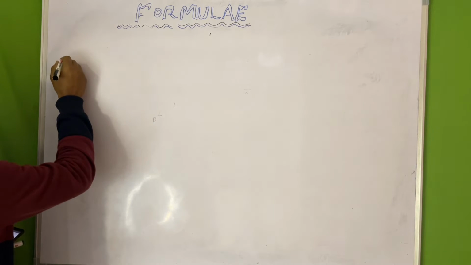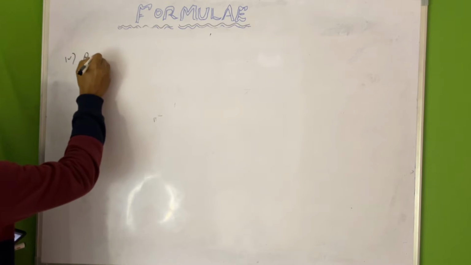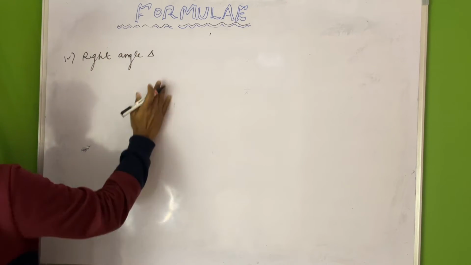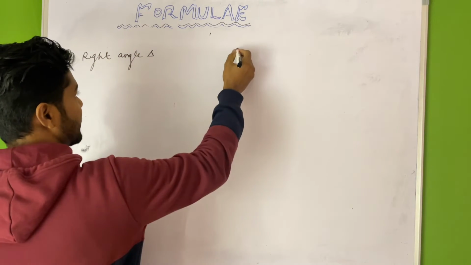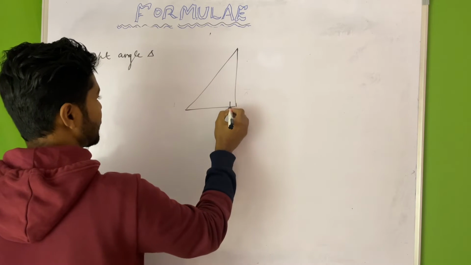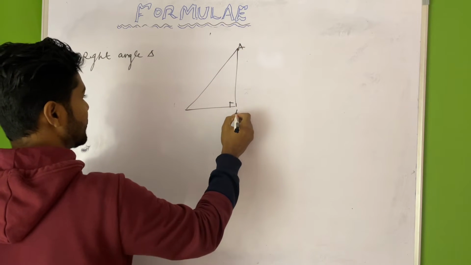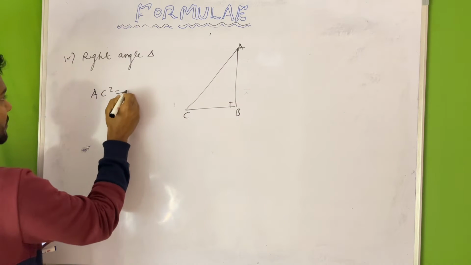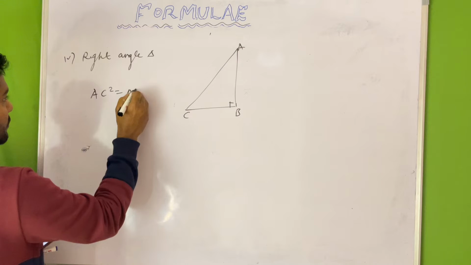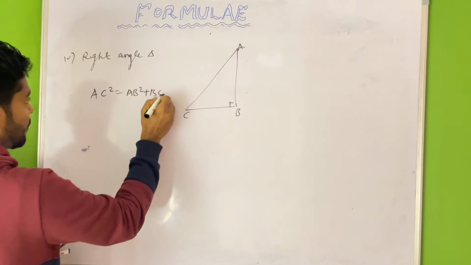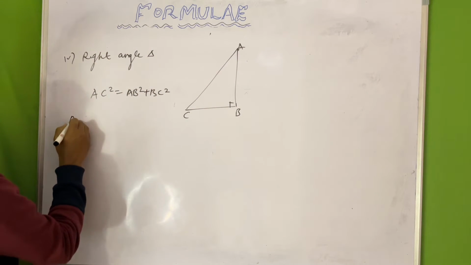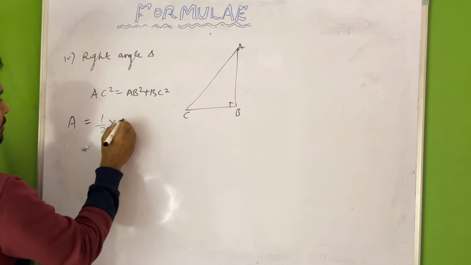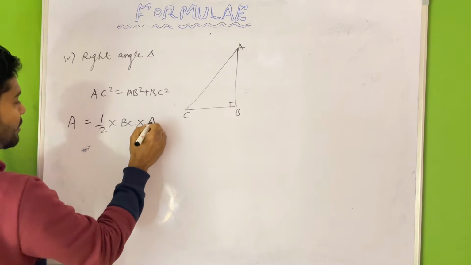Then we have fourth triangle, the right angle triangle. This is our right angle triangle. This is perpendicular. This is A, this is B, this is C. So first, according to Pythagoras theorem, AC² = AB² + BC². And area of this triangle is half into base. Base is our BC into height is our AB.